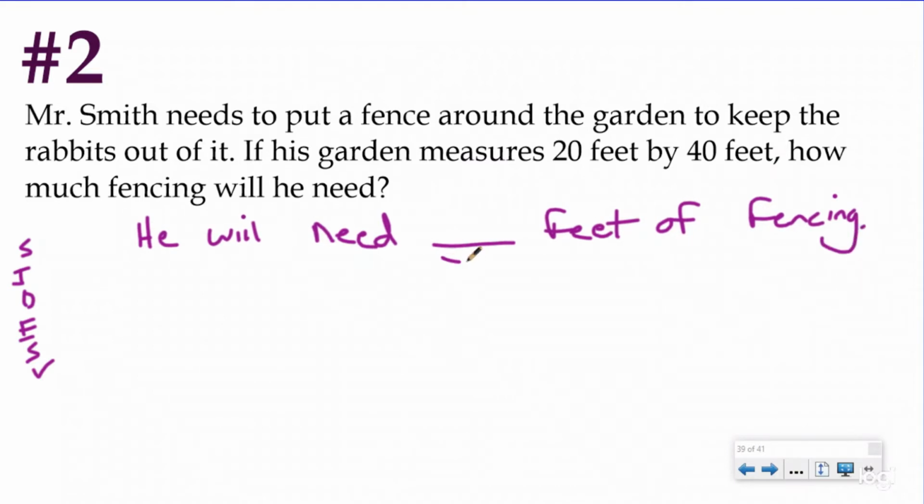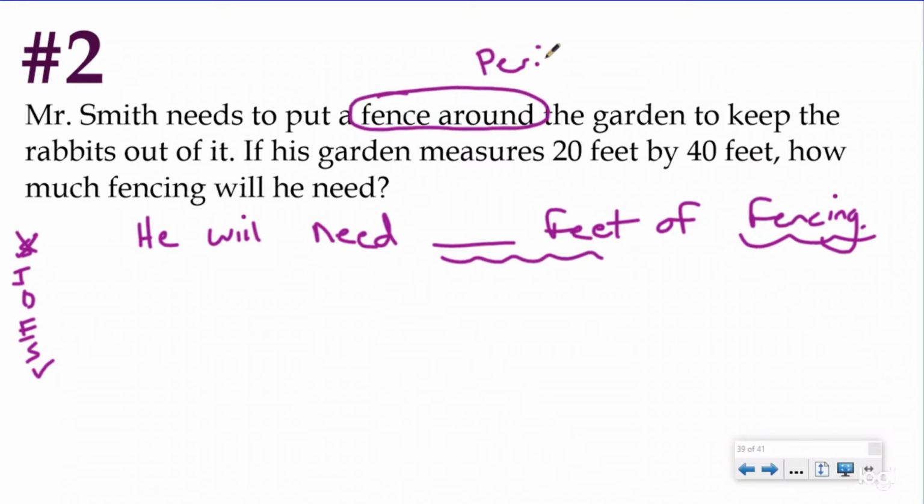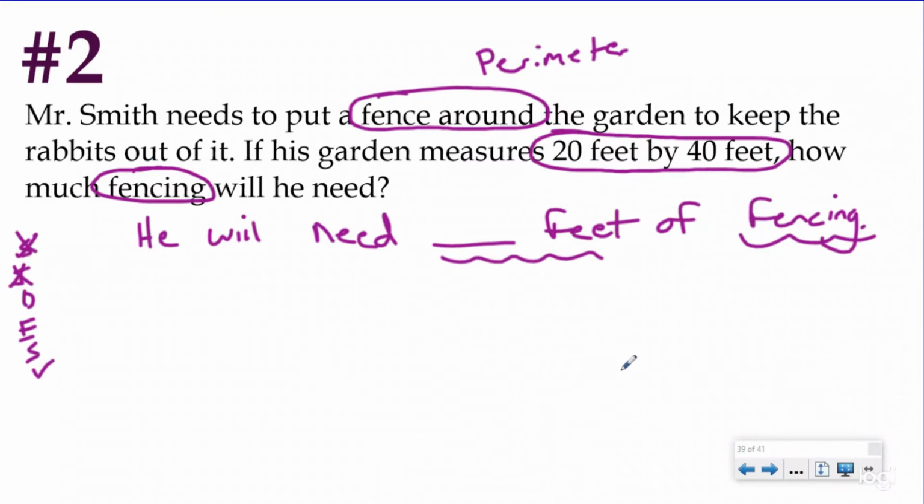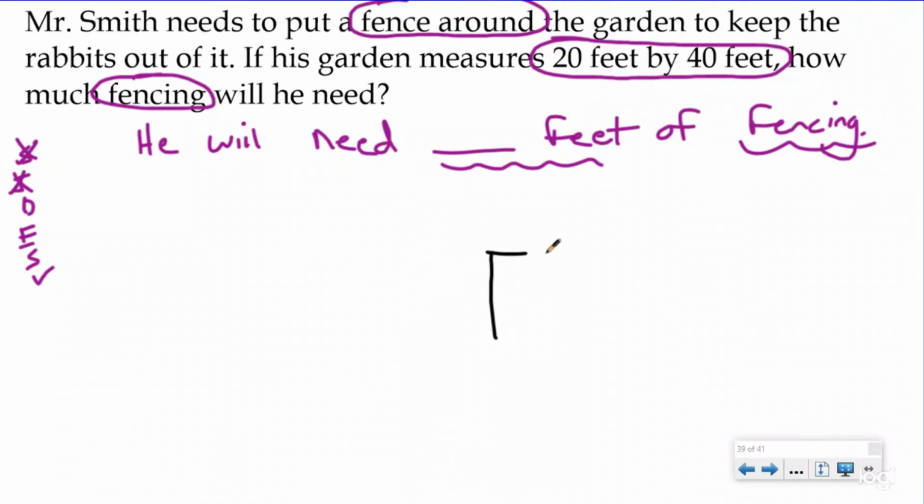I know I'm going to go back in my word problem. I'm going to identify anything about fencing or feet. So he wants to put a fence around the garden. That clues me into the fact that I'm probably doing perimeter to keep the rabbits out of it. His garden measures 20 feet by 40 feet. How much fencing will he need? So I know this is a rectangle because they only gave me 2 dimensions, which means I'm going to develop my plan by drawing a picture. So I'm going to draw my rectangle. I'm going to label it, okay?